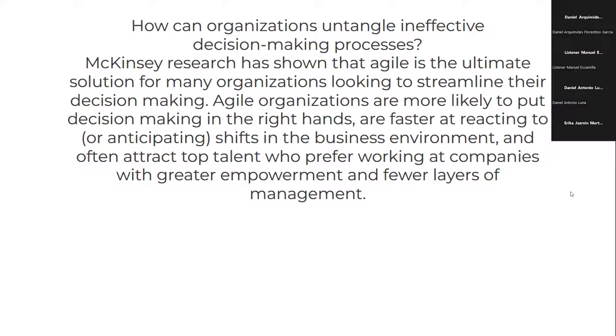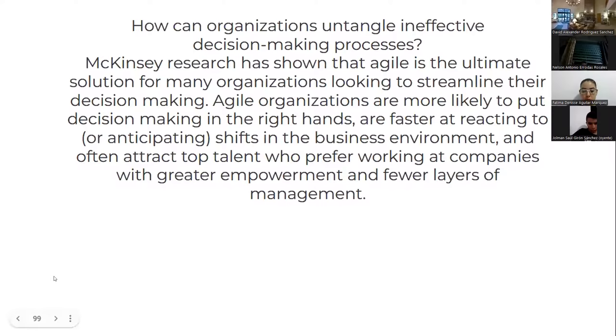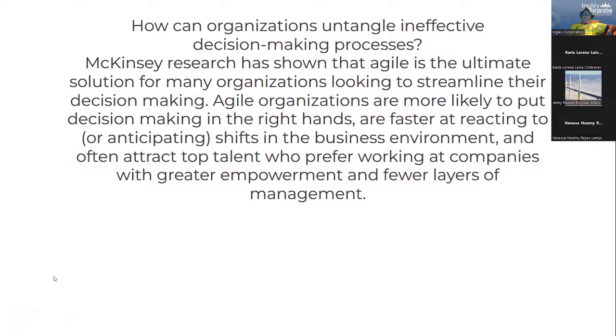Okay, so what it says, how can organizations untangle ineffective decision-making processes? Okay, the first question is, what is untangle? Anybody knows what is untangle? Okay, untangle is, how can I explain that? I would say in Spanish, desenredar. So that would be that word, untangle. The problem is that companies sometimes have some processes, but they are not efficient. They are not good. So it's very difficult to make a decision because of that, because all the processes, so it's a mess. So it says McKinsey research has shown that Agile is the ultimate solution for many organizations to streamline their decision making. What is streamline?